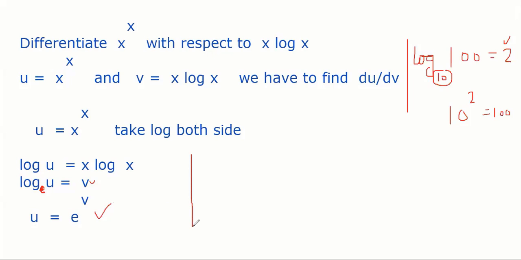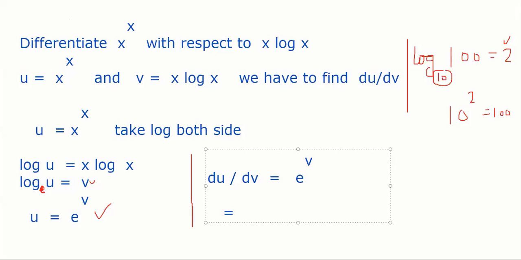Usha, tell me, if u equal to e to the power v, what is du by dv? Sir, it will be e to the power v only. Yes, it will be the same, because the derivative of e to the power x is e to the power x. That is the advantage here. It will be the same, e to the power v. So my answer would be e to the power v.